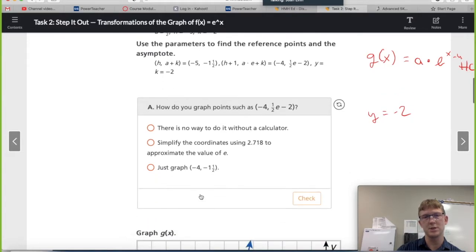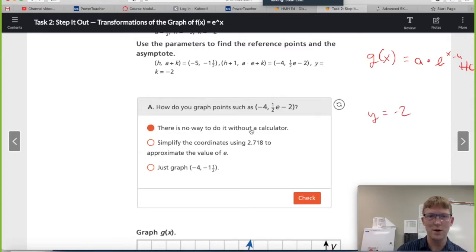So here's a good question. How do you graph points such as negative 4, 1/2 e minus 2? First of all, notice that the e is not raised to a power. You should remember that if you don't have a power there, it is assumed to be 1. So you can still shove it into the calculator. There's no way to do it without a calculator. I would say simplify the coordinates using 2.718 to approximate the value of e. You can do that, or you can put it into a calculator.